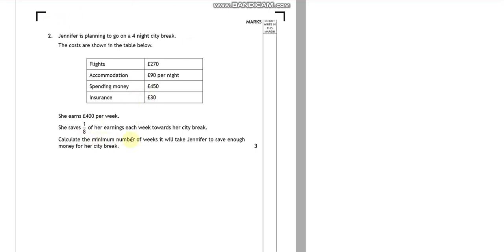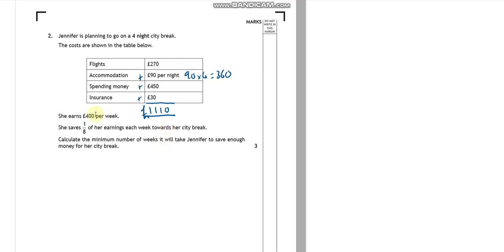Okay, so for this one, minimum number of weeks it'll take Jennifer to save enough. Well, let's first of all work out what is it going to cost her. Okay, so we need to add up all of these things, don't we? That's the first thing. And £90 a night, we're going to have to do 90 multiplied by 4 to give us 360. So if we add all that up, we should get 1,110. Do your column sum, just make sure everything's nice and neat and in a line. If you don't have it in a nice column, you're going to make little mistakes. So make sure you do it all in a nice line. Okay. So 1,110. That's how much it's going to cost us.